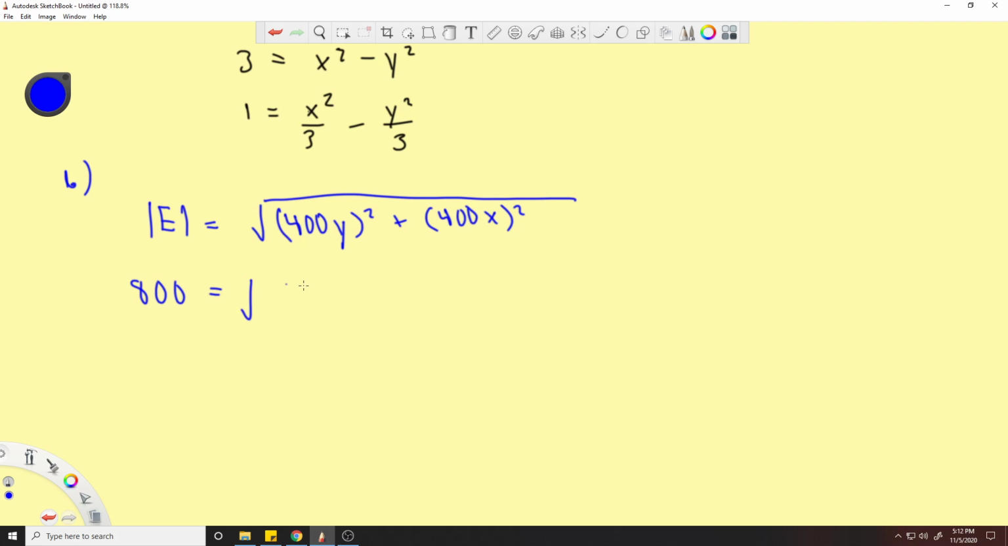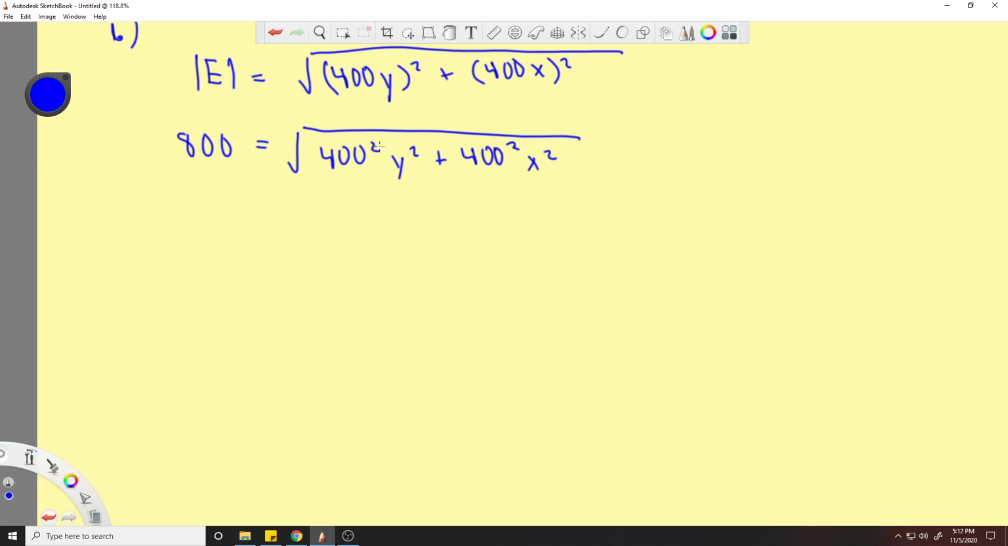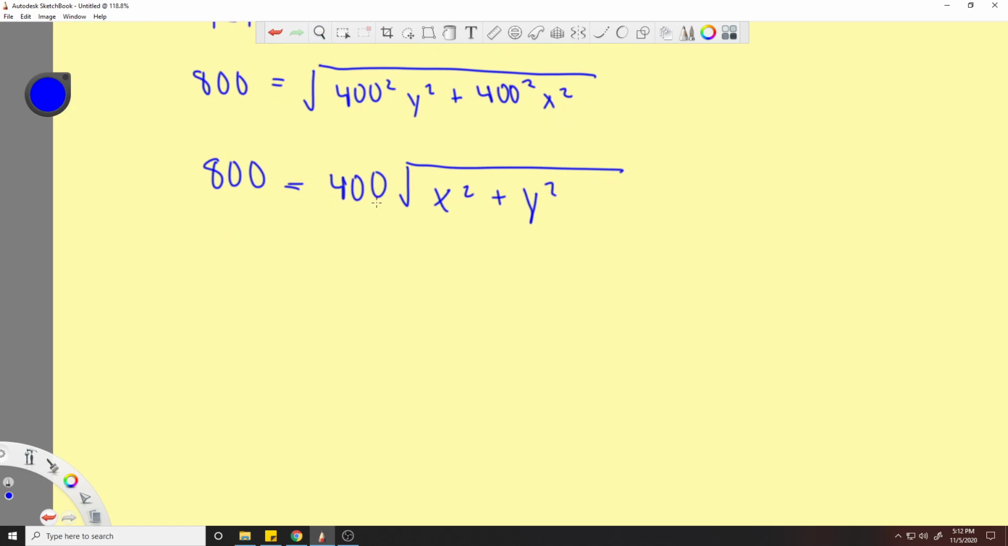So square this. This is going to be 400 squared y squared plus 400 squared x squared. And we can pull out this 400, because there's a square on each of them. And then it'll be the square root of x squared plus y squared. And dividing this, you'll get 2.